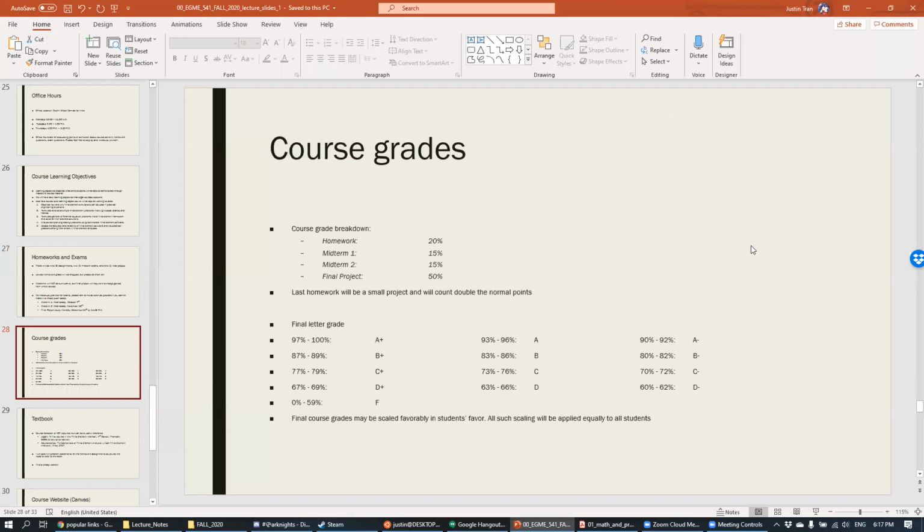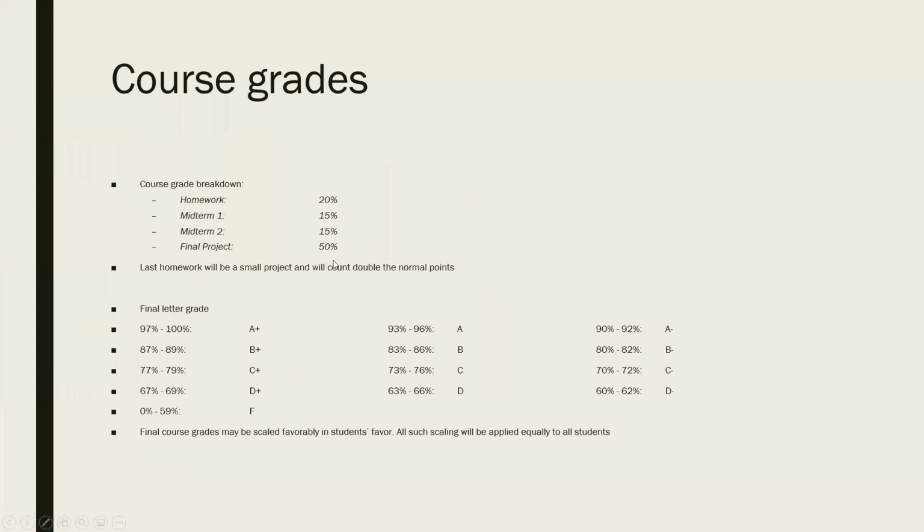All right, any more questions? Okay, so here's the grade breakdown. All the homework assignments will be worth 20% of the grade. Each of the midterms will be 15%, and then the final project will be worth half your grade, 50%, okay?